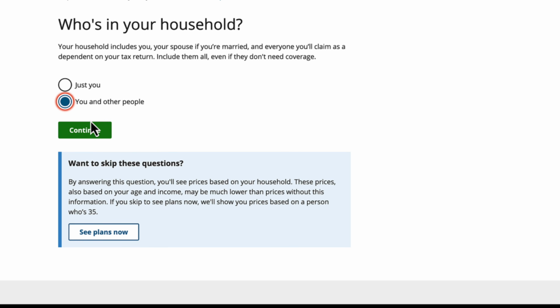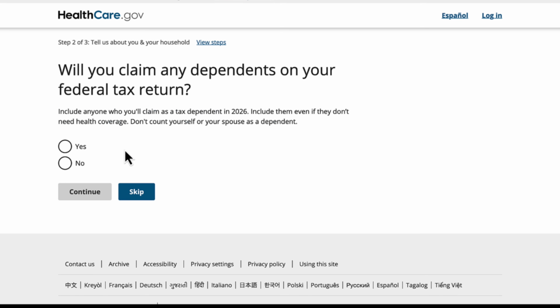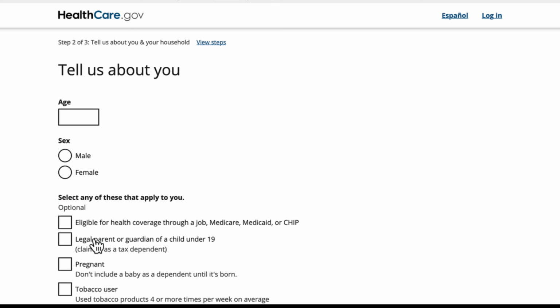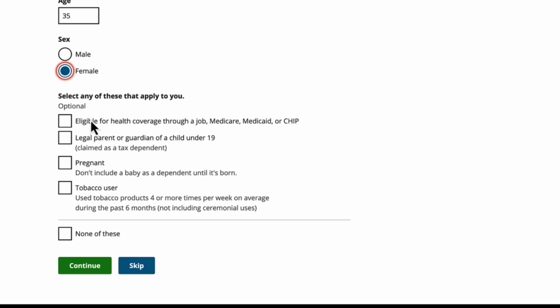We will put it's us and other people. We will put married, continue, and that we have dependents. We'll put 2 dependents, meaning people that you claim on your tax return. Let's tell us about you. Now it's going to ask if you're eligible for health coverage through a job, Medicare, Medicaid, or CHIP. It asks this to determine your eligibility for a premium tax credit. If you are eligible elsewhere, then you would be ineligible for a premium tax credit most likely.